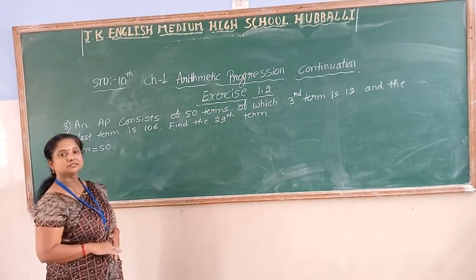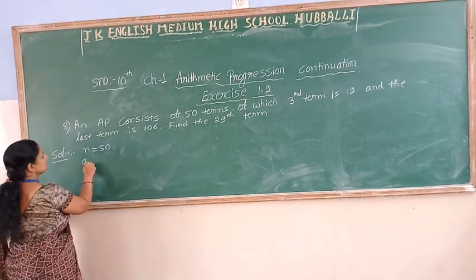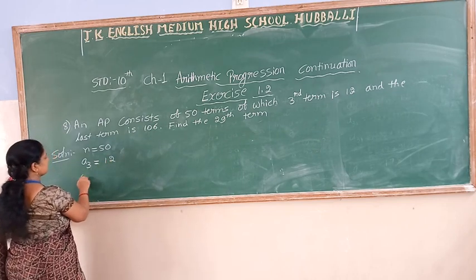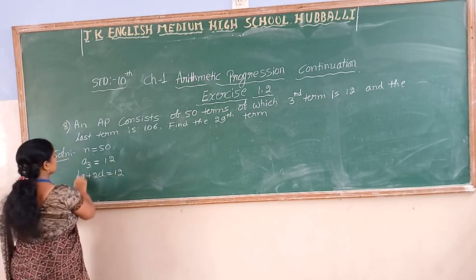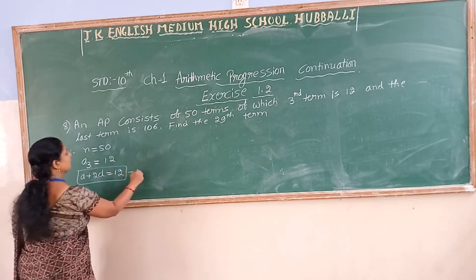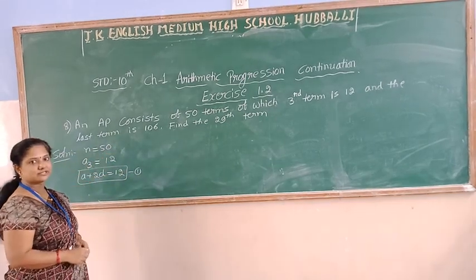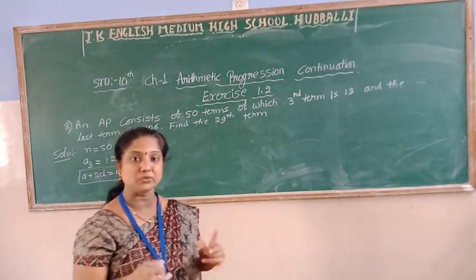Of which the third term is 12. So I can write this as a plus 2d is equal to 12. You call this equation number 1. And the last term is 106. So this AP, they mentioned its last term is 106.